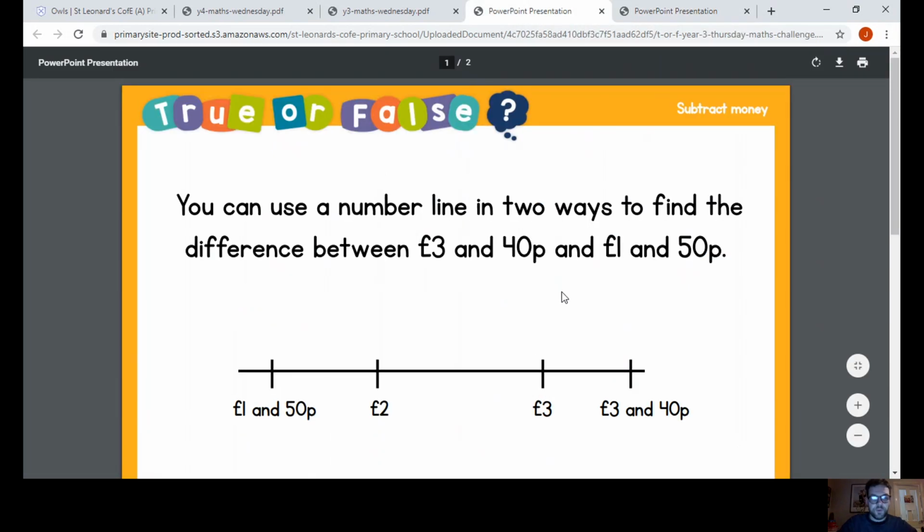Year 3s, your true or false question is this one. You can use a number line in 2 different ways to find the difference between £3.40 and £1.50. So have a little look, see how you can use this number line to help you. What are 2 different ways? So think about moving along this way and then moving backwards. Let me flip the screen back.